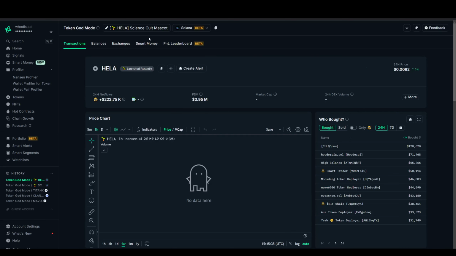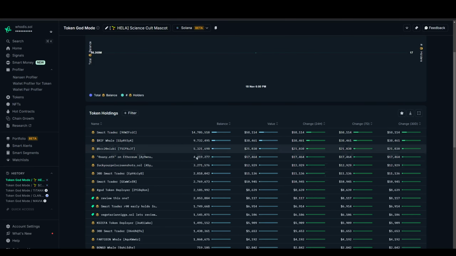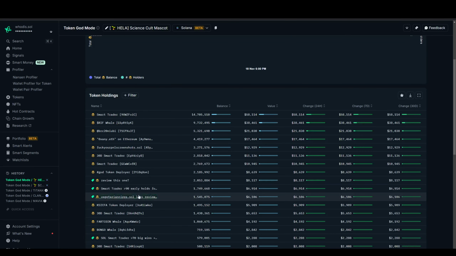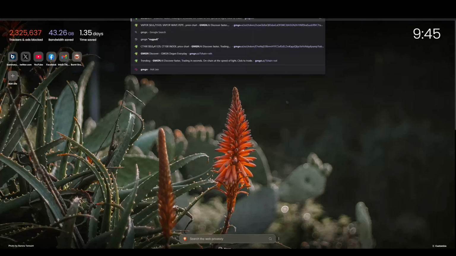All right, so HELA is science cult mascot, and mascots are huge right now. You look at the smart money. Smart money is in it. I have multiple ones that are in this one that I follow. You know, any of the green tags or tokens or wallets that I follow that I think are very good. Let's just look on GMGN and see what this looks like.